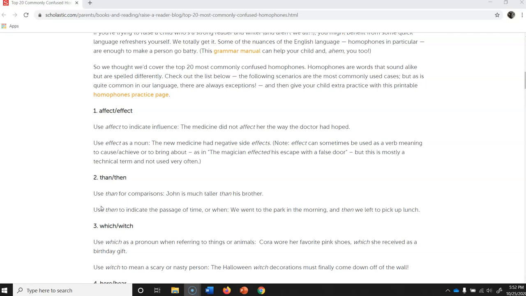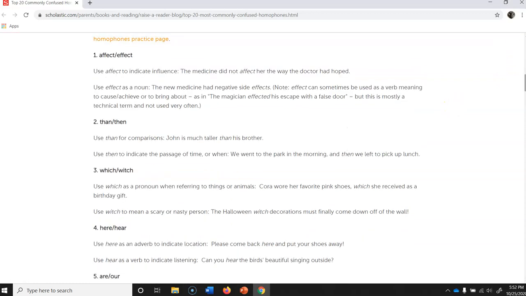Then and than is also, that's number two on the list, one that gives people trouble. We use than with an A, THAN, when we're talking about comparisons. So if I were to say, my cat is much cuter than your cat, I'm comparing my cat to your cat. So I'm going to use THAN. Then with an E is used to indicate the passage of time or when something happens. So if I were to say, and then I decided to end the video, I'm talking about a moment in time. Okay, so I'm going to use THEN.